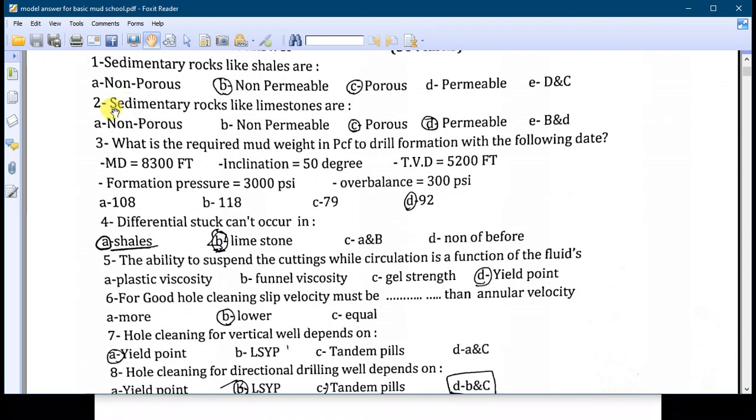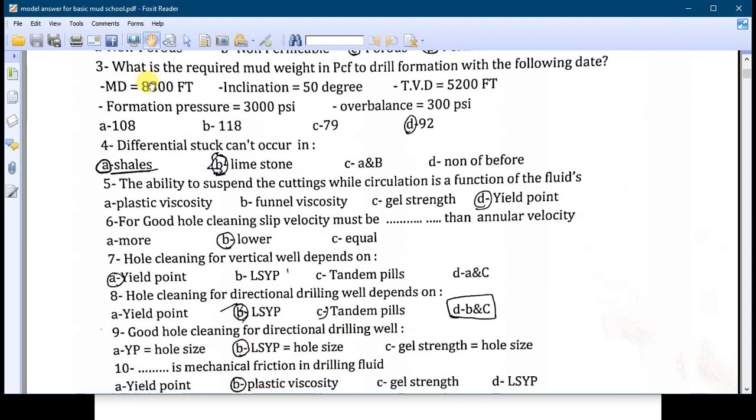Number two: sedimentary rocks like limestone. As I told you, the limestone is porous and very permeable. Why is it highly permeable? Because its permeability is through fractures or through what is known as solution or chemical porosity, not like the classic one. So number two, it is porous and permeable.